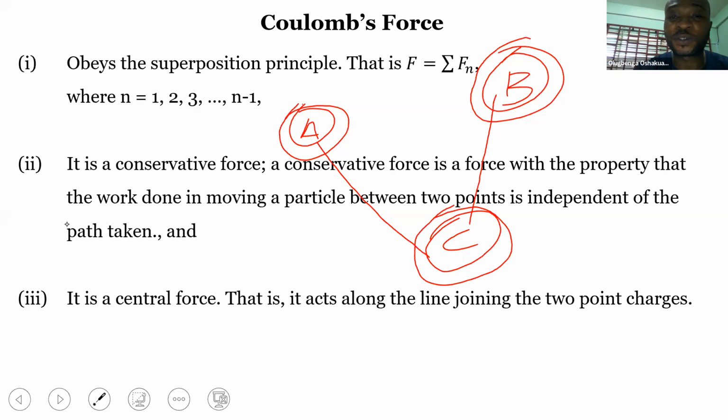And it's a central force. It acts along the line joining two charges. A will push C away on a straight line, while B will push C away on a straight line if A, B, and C are like charges. A will push B away on a straight line if A and B are like charges, while B would attract A on a straight line towards itself if B has an opposite charge.